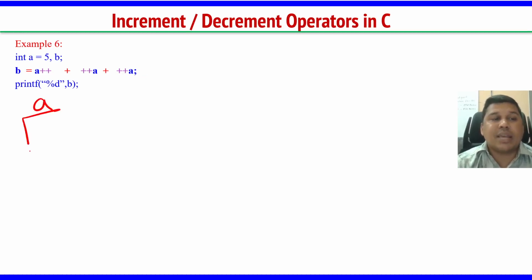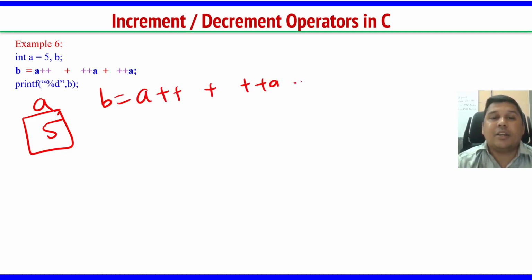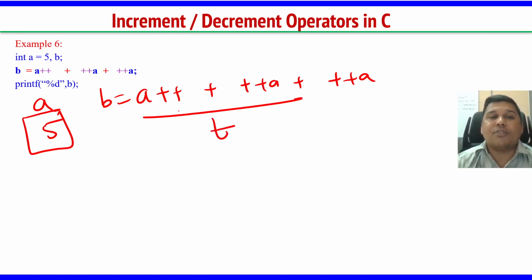The a value remains the same as 5. So b equal to a++ + ++a + ++a, I have again a pre-increment like this. So break this as t, and then b equal to t plus ++a. So let us find out what is the value of this t. So t equal to a++ + ++a. It is the same expression as before.